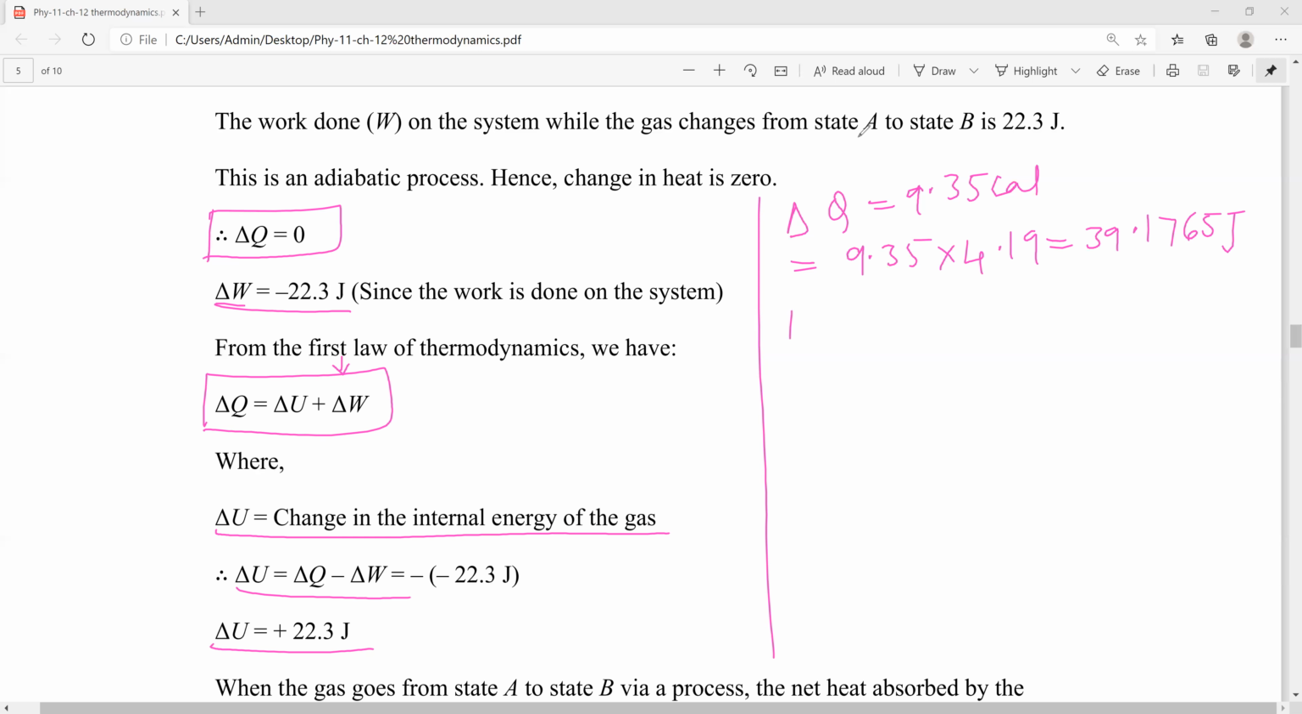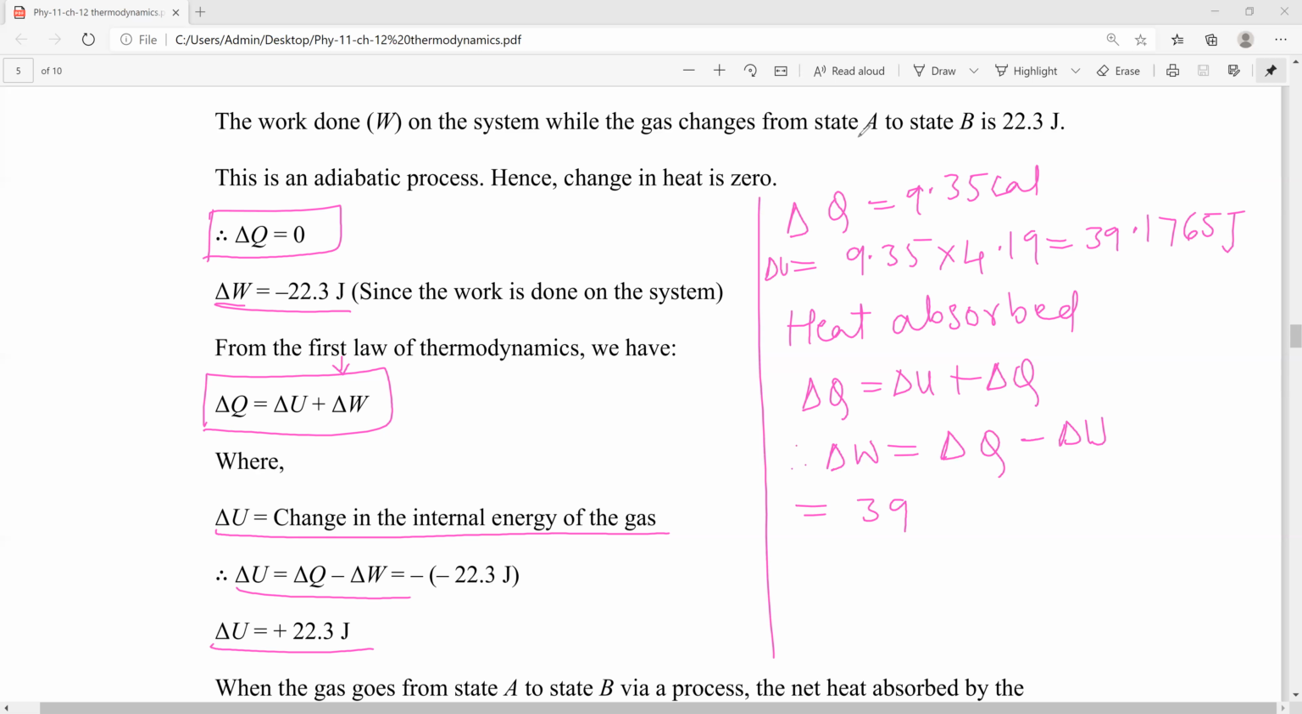So next, heat absorbed. Heat absorbed is given by the formula delta Q is equal to delta U plus delta W. So work done is given by delta Q minus delta U, can we write this? So what do we do with this? Use the known values.